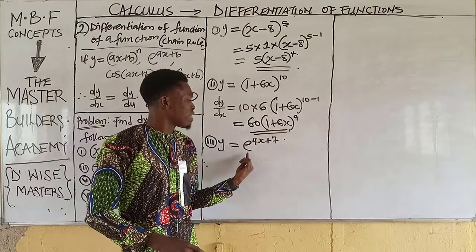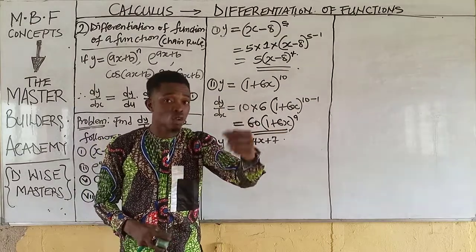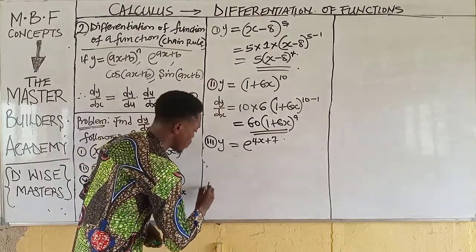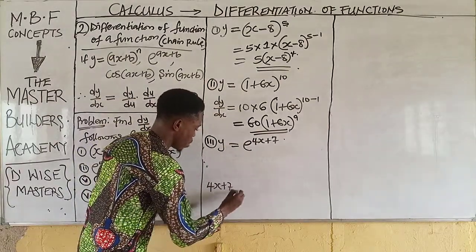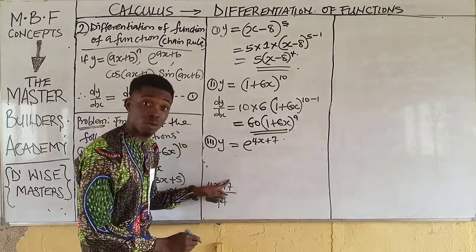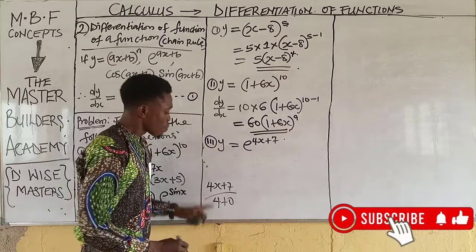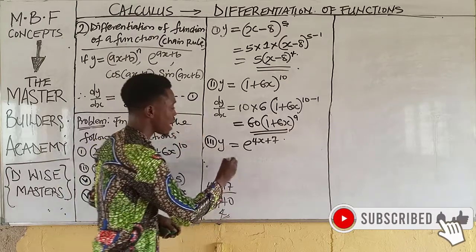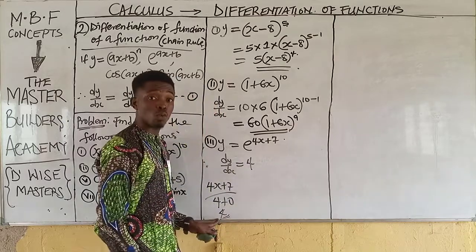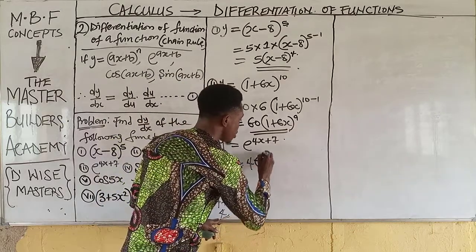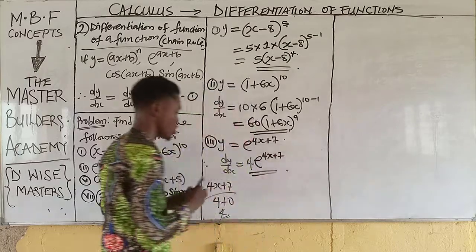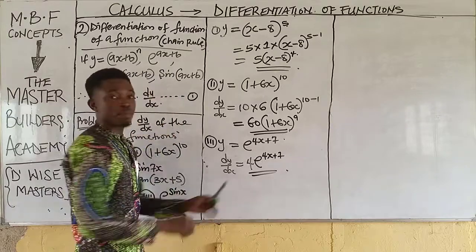Now that we have identified that this is an exponential function, the next step is to identify the power of the function. What's the power of this function? The power here is 4x plus 7. When you differentiate 4x, you have 4. When you differentiate 7, which is a constant, you have 0. So automatically this gives us 4. Then dy over dx is 4, then repeat the whole question that you were given. This is the answer to this question. It's as simple as this.